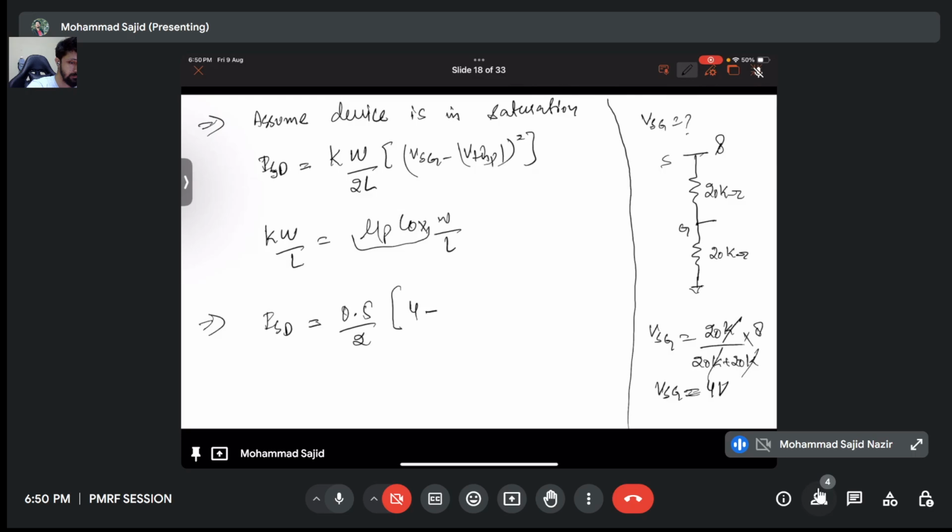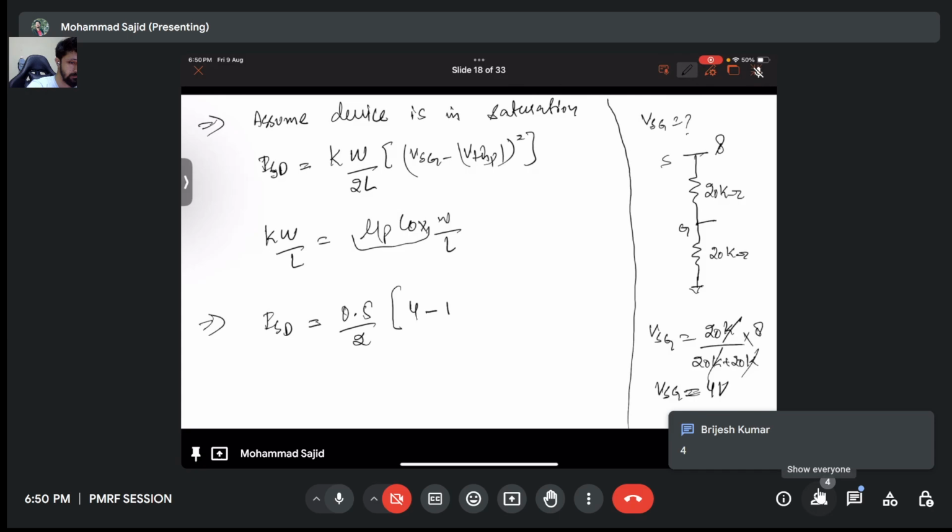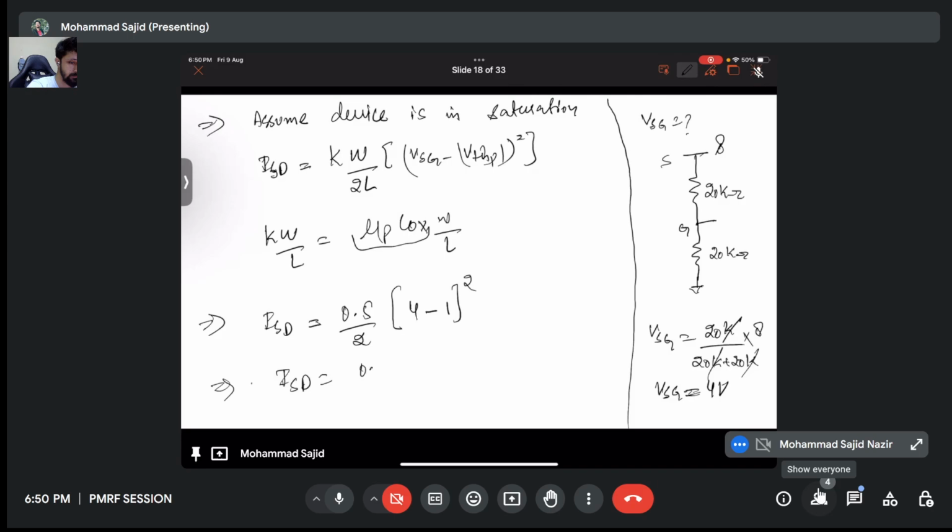So 4 minus VTHP, which is given as minus 1, so this will be 1 whole square. So this comes out to be 2.25, 2.25 milliampere.